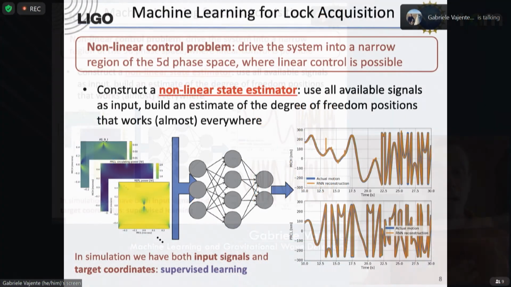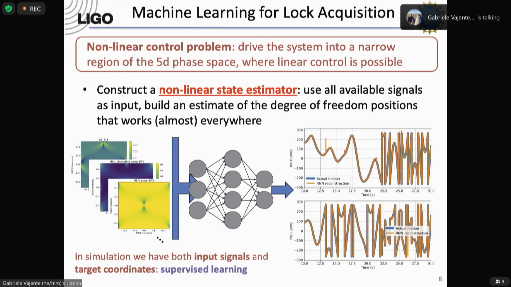The problem here is that this also cannot be implemented in an easy way on the real system, because although we have the measurement of the optical signals, we don't have the target for the learning process, because we don't know what the actual real degrees of freedom positions are. Because if we had them, then there would be no problem to solve.